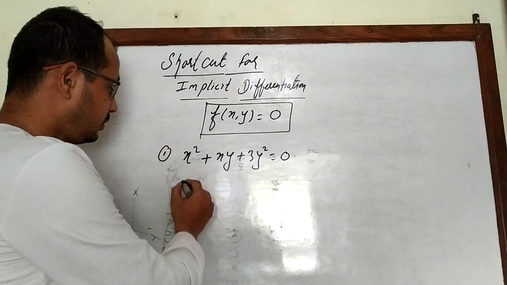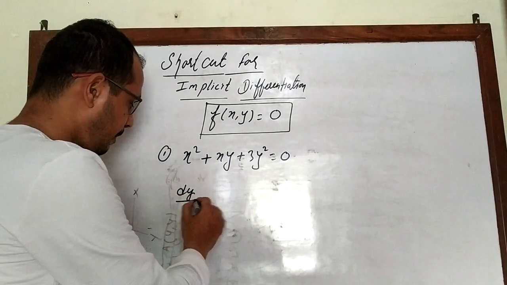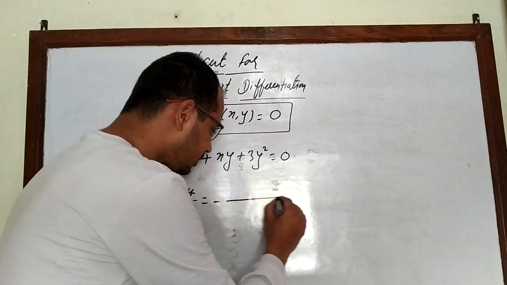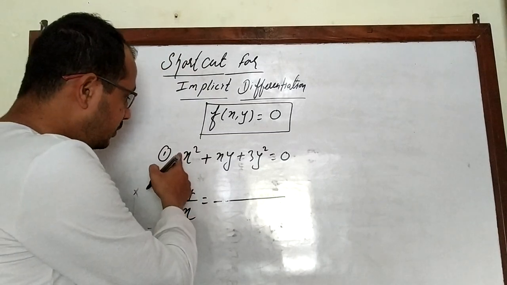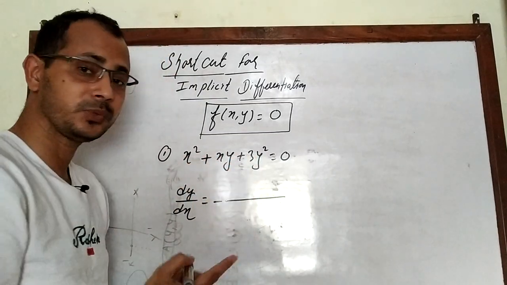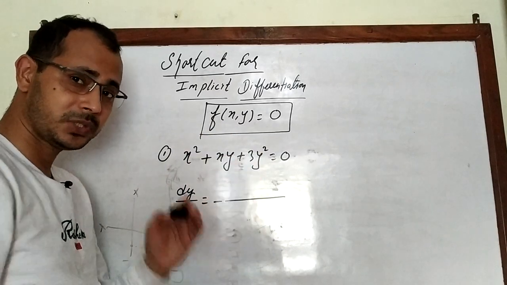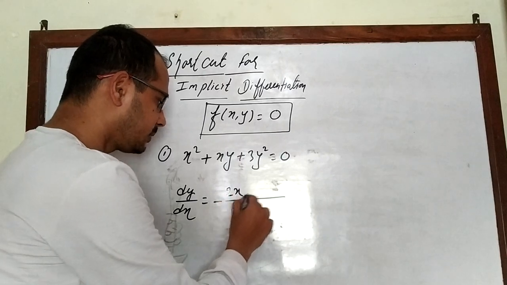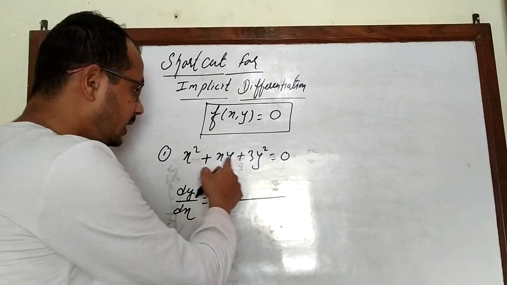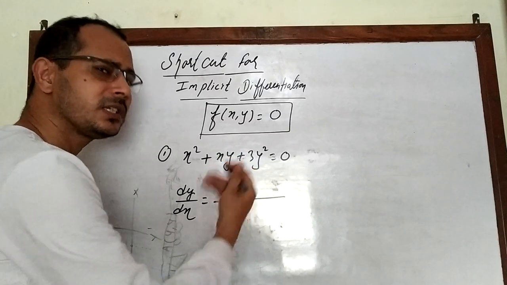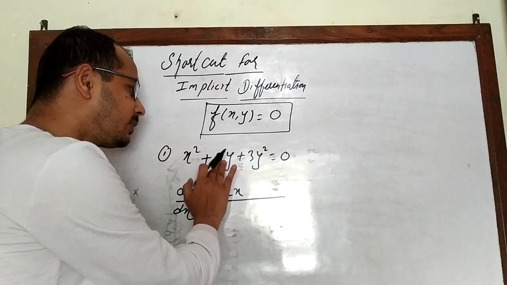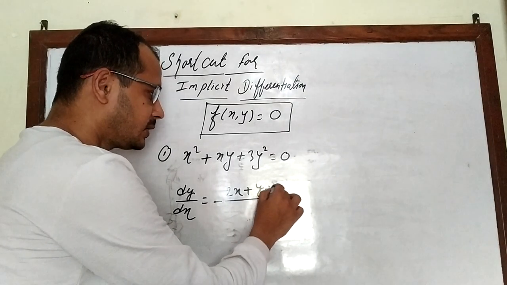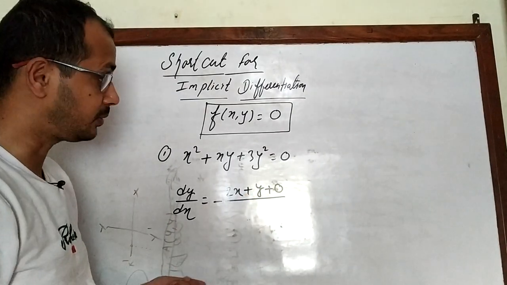So here, what do we do? First, dy by dx, which we need, minus, we have to differentiate the given function with respect to x at first, taking y as constant. So x square gives derivative 2x, y is constant. So xy derivative, y is constant, suppose this is 5x. So what is the derivative of 5x? 5. So this is just y. And derivative of 3y square, completely constant. So derivative of constant is 0.